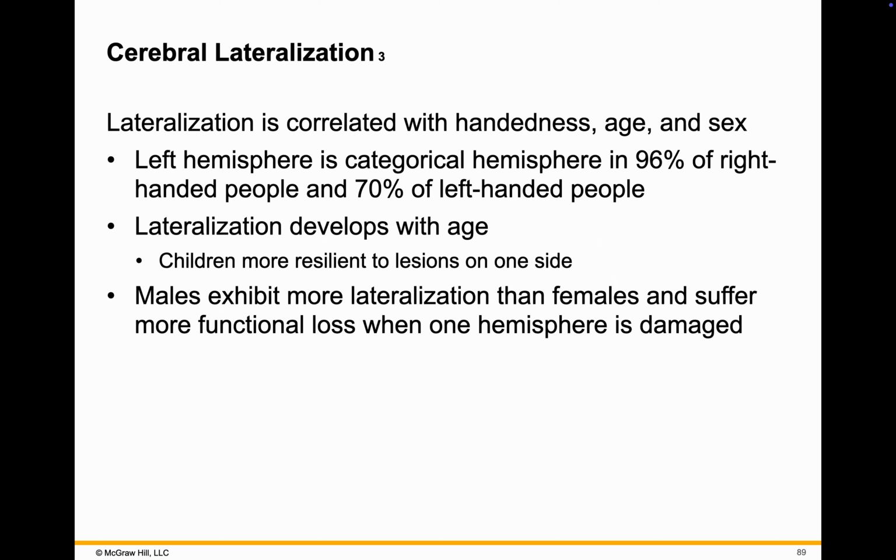Lateralization is correlated with handedness, age, and sex. The left hemisphere is the categorical hemisphere in 96% of right-handed people and 70% of left-handed people. Lateralization develops with age. Children are more resilient to lesions on one side, and males exhibit more lateralization than females and suffer more functional loss when only one hemisphere is damaged.